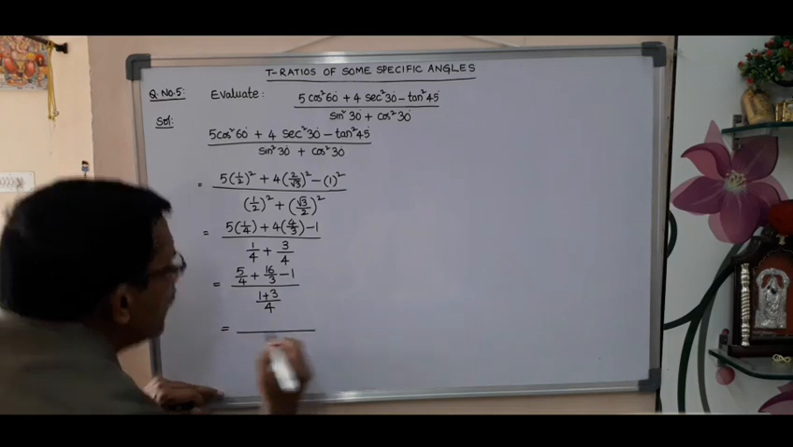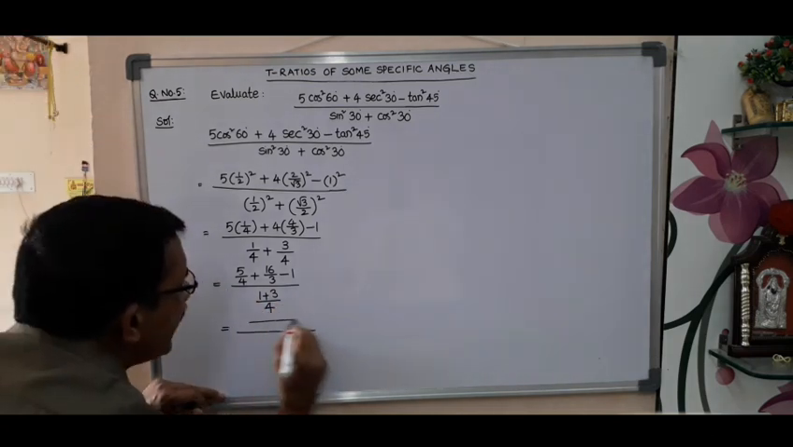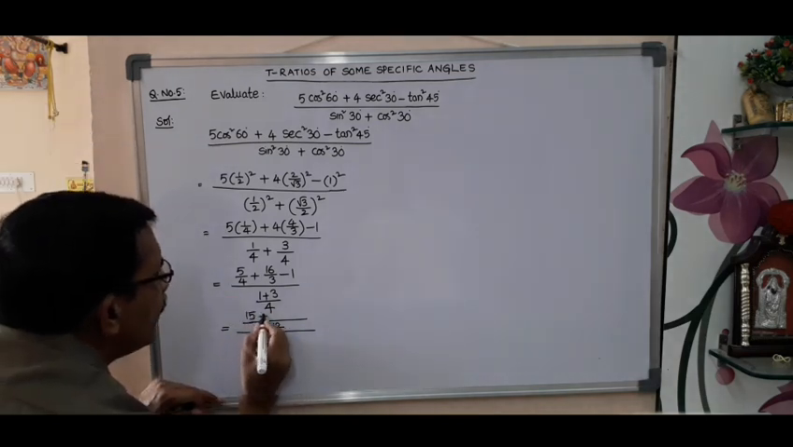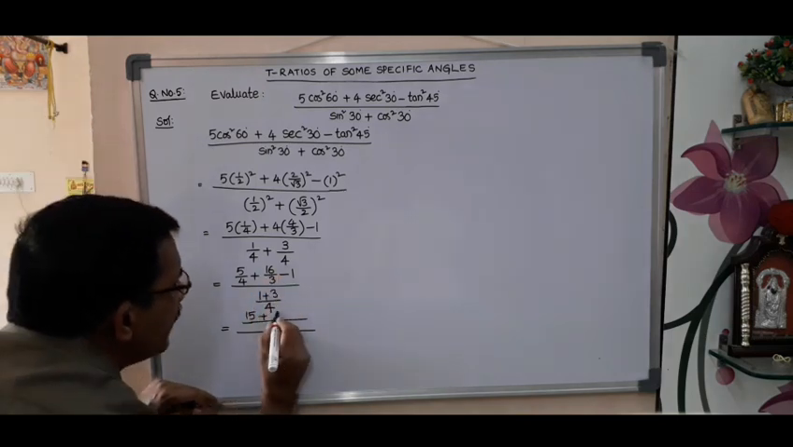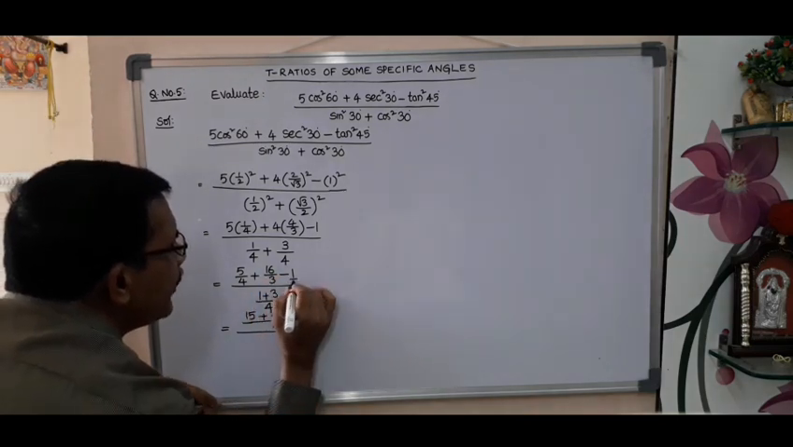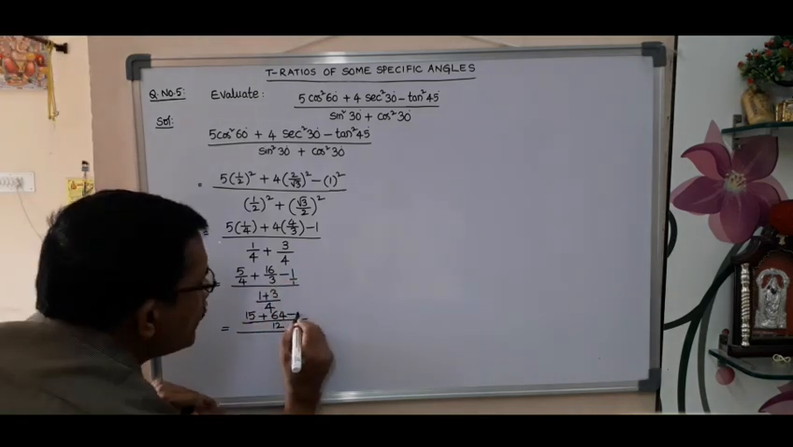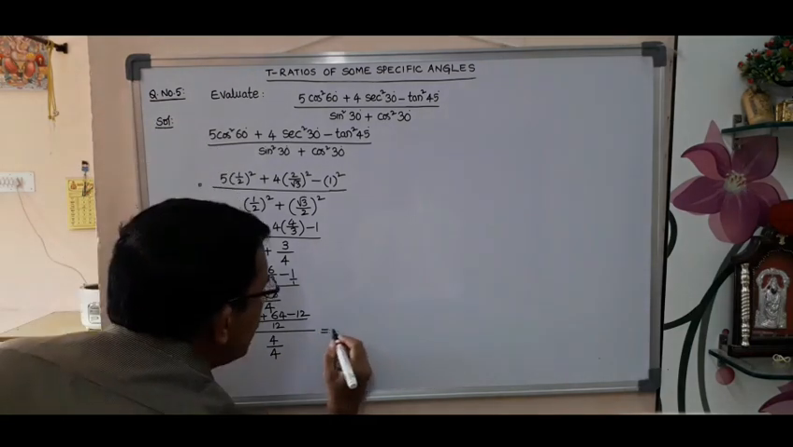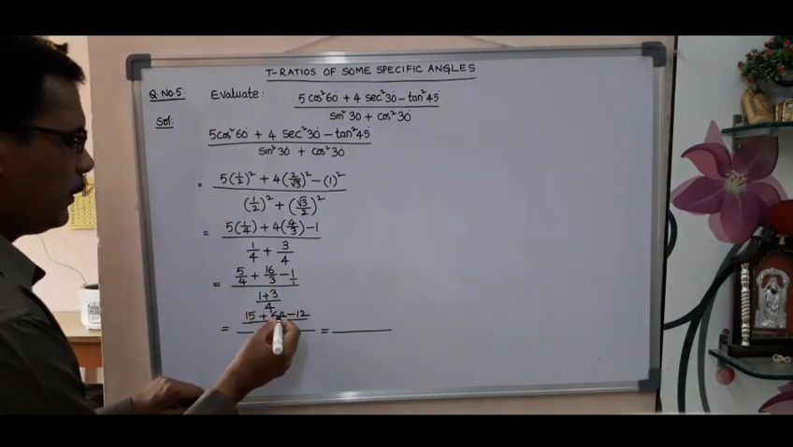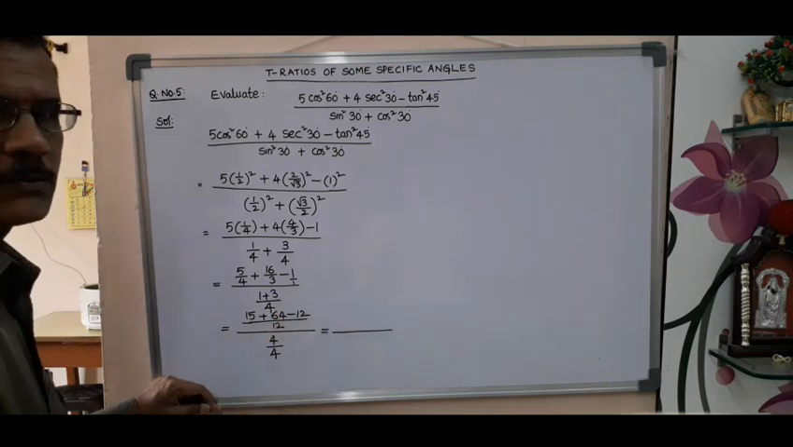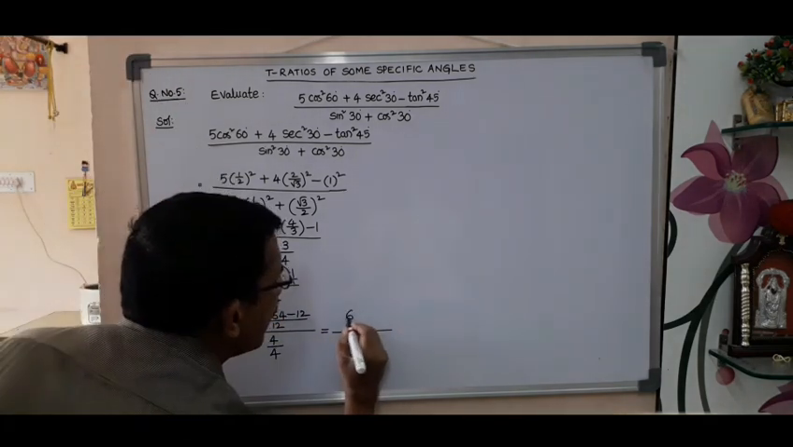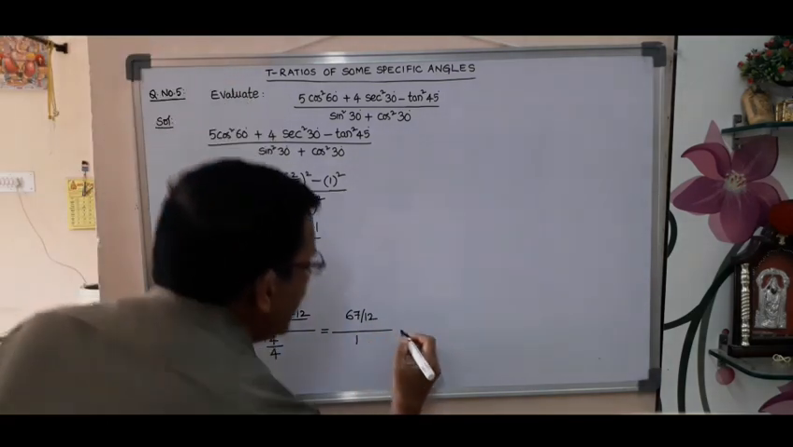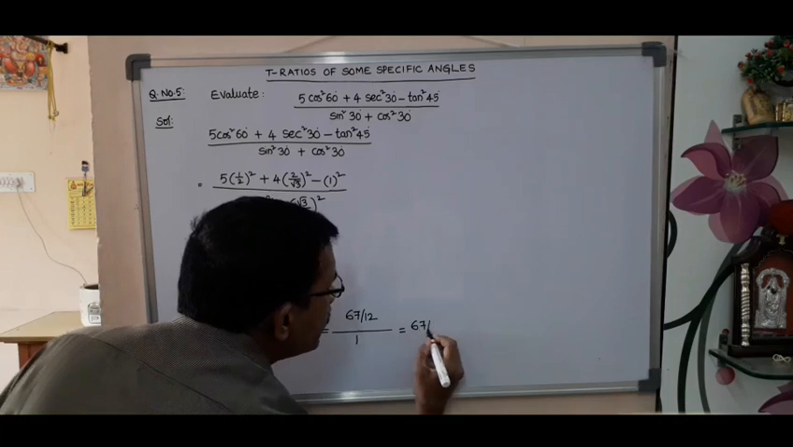This is equal to, taking LCM and simplifying in the numerator, the LCM is 12. 4 3s are 12, so 3 into 5 is 15. 3 4s are 12, so 4 into 16 is 64, minus 1, which is 12. The denominator is 1 plus 3/4, which is 4/4 plus 3/4. This is equal to 15 plus 64, 79, 79 minus 12, 67 by 12, and the 4 by 4 is equal to 1. That is equal to 67/12.